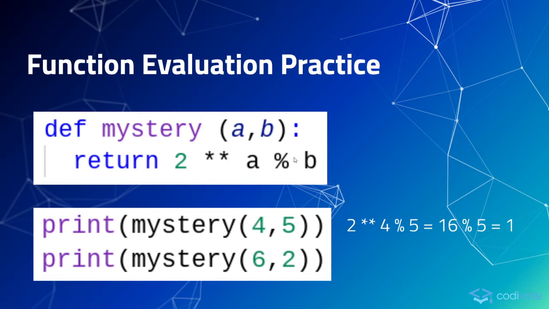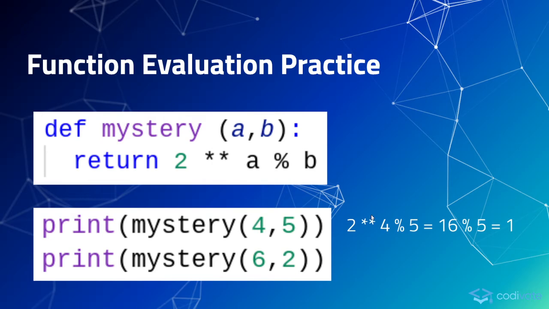Modulus, just as a reminder, is the remainder in a division problem. First thing we do here, we do 2 raised to the 4th power, which is 2 times 2 times 2 times 2, which is just 16. We take that result and do that result modulus b, which has a value of 5, so we do 16 modulus 5. Well, 16 divided by 5 is 3, and then the remainder in that case would be 1. And since the remainder is 1, that is our final output if we were to print this out.